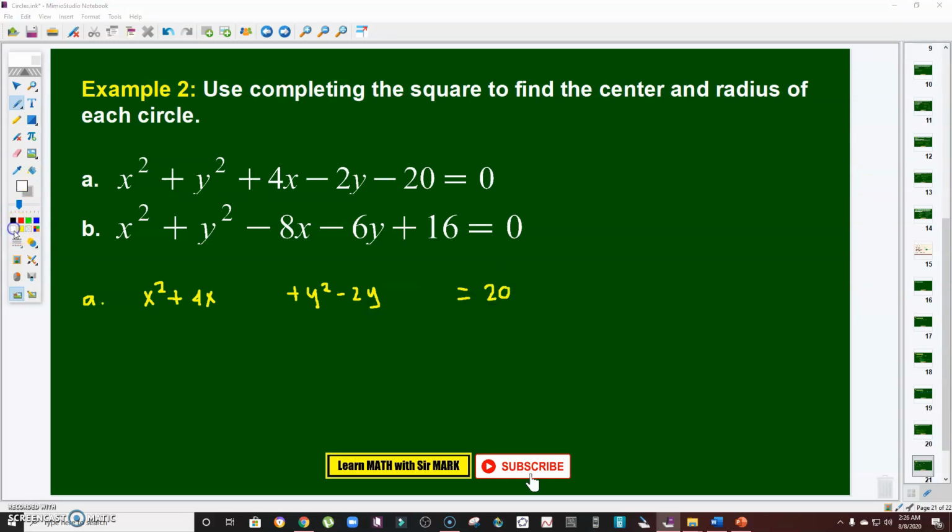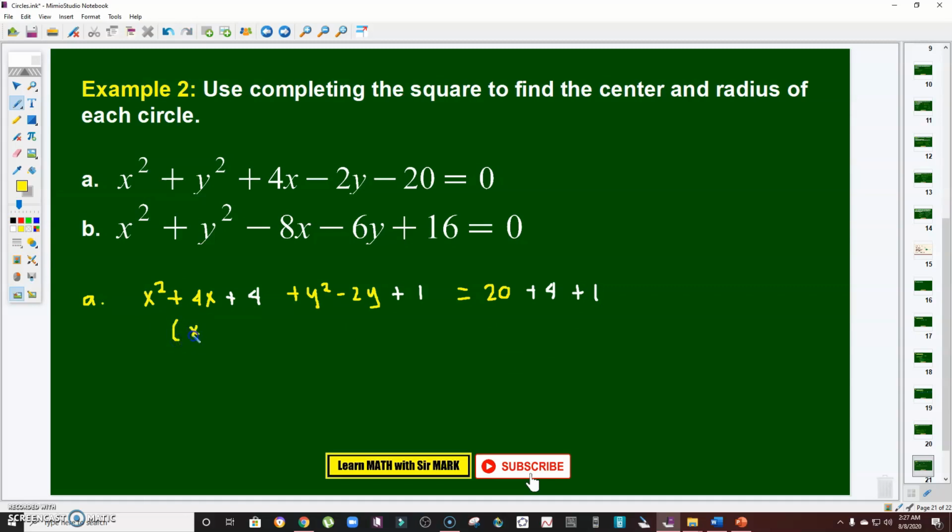See that? Now, again, 4 divided by 2, that will be 2. Square it, so I add 4. Since this is an equation, if I add 4 on the left side, I must add 4 on the right side, to maintain the equality or balance. Clear? Doing the same here, negative 2 divided by 2, that will be negative 1. Square it, that will give you 1. Again, I add 1 on the left, I add 1 on the right. Therefore, this is a perfect square already, which is x plus 2 squared.